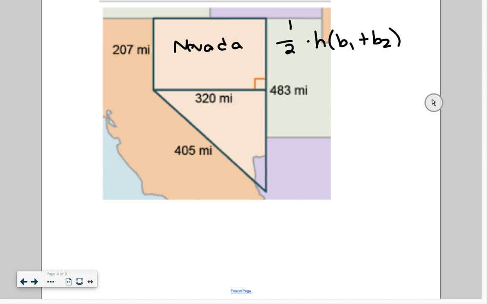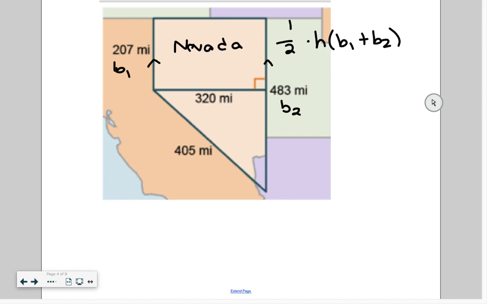So we need to first identify what the parts of the figure are. So look in here, and this is just my way of doing it. It seems easier to me to do it this way, but it might not be for you, and that's okay. I'm going to first identify what are my bases. Remember, your bases are your parallel sides. So this side and this side are parallel. That means that this is one base, so we'll call this base 1, and this is base 2.